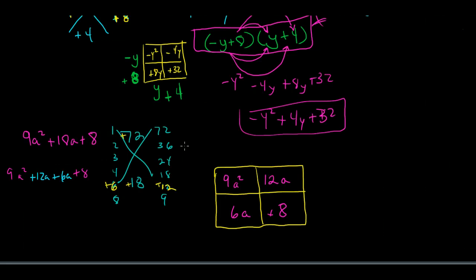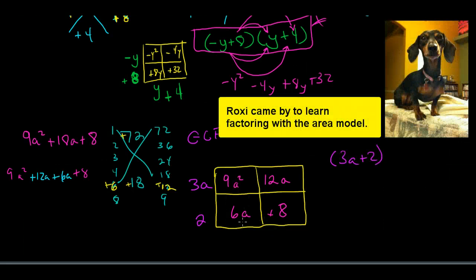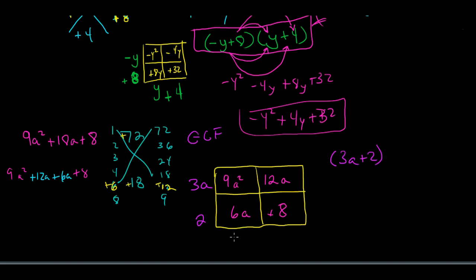Now what do I do? I look for my greatest common factor from my rows and then my columns. So 9 and 12 share a 3, a squared and a share an a. 6a and 8 share a 2. So my first term is 3a plus 2. Going down, 9a squared and 6a also share a 3 and an a. And 12a plus 8 share a 4. So my last factor is 3a plus 4. And I think that is totally factored.